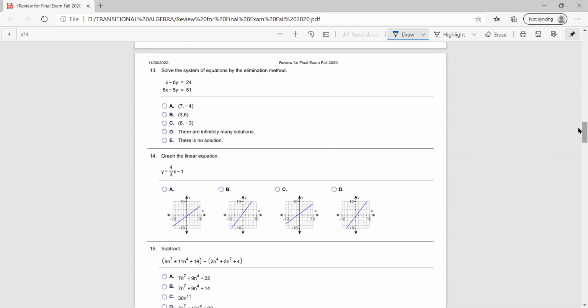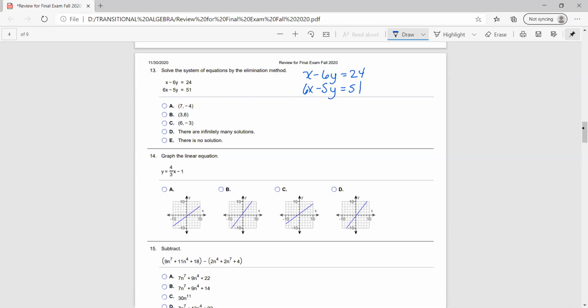Number 13 says solve the systems of equations by elimination. When we were working these type of problems, remember that you have to have everything lined up. What I mean by that is you've got your x's in a row, your y's in a row, your equal sign in a row, and your constant number in a row. What you want to happen is something to cancel out when you add the rows.